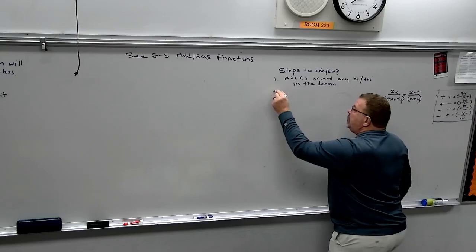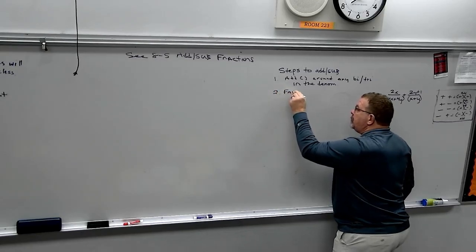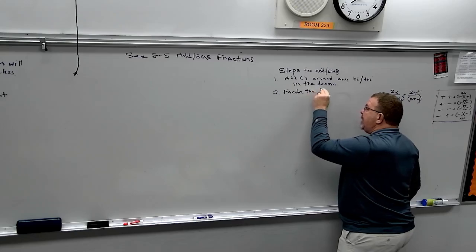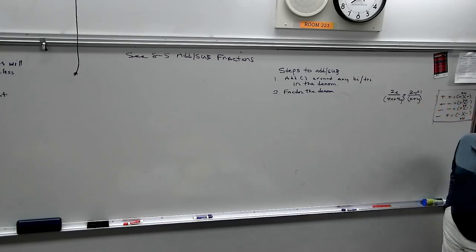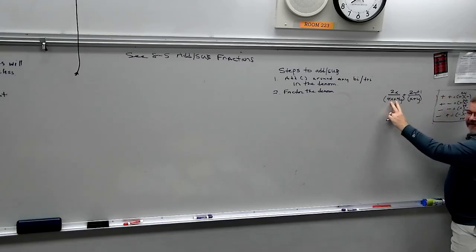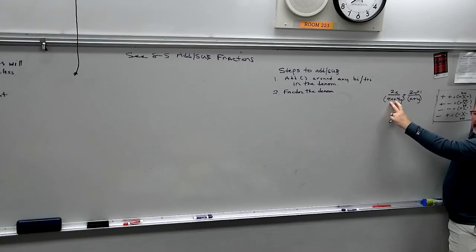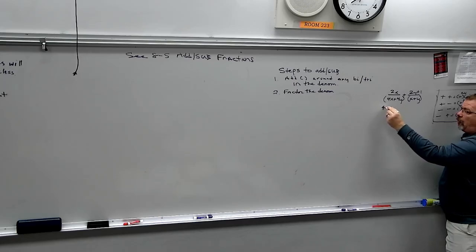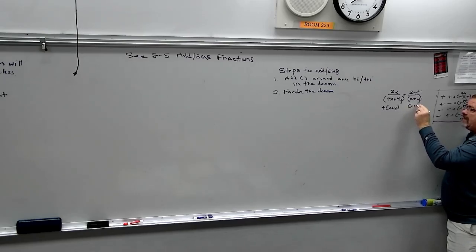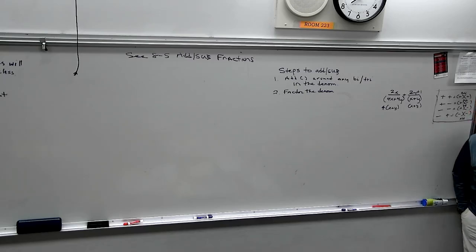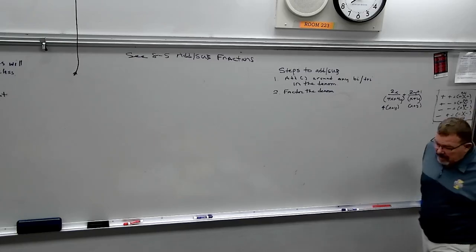Step 2, you are going to factor the denominators if you can. Maybe you can. Like right here, could I factor 4x plus 4y? What could I do to that? I could take out a 4, and I'm left with x plus y. Can I take out anything there? No, so I would just leave that as x plus y. So I would factor the denominators if I can, okay?